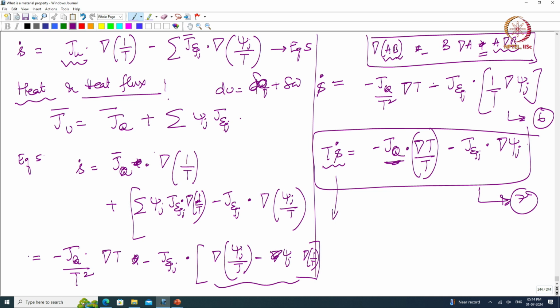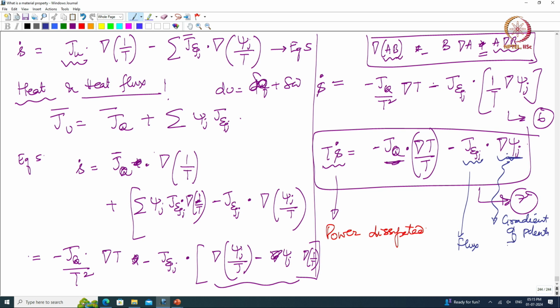This is again what I said, this is the definition of power dissipated, okay. Now, power dissipated is nothing but, if I have a flux, and I look at the gradient of a potential. Now, gradient of potential is what? Psi j is some sort of a potential, right. So, psi j times j, so gradient of a potential, that is nothing but my force, correct.